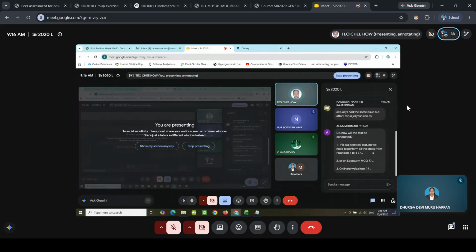No, it's not MCQ. It's online. You can do it online. I'll give a data set. Each of you will have different data. Then you need to extract the data set. Each of you will have different data sets. And then I will ask the questions. Then you need to answer the questions based on your result.